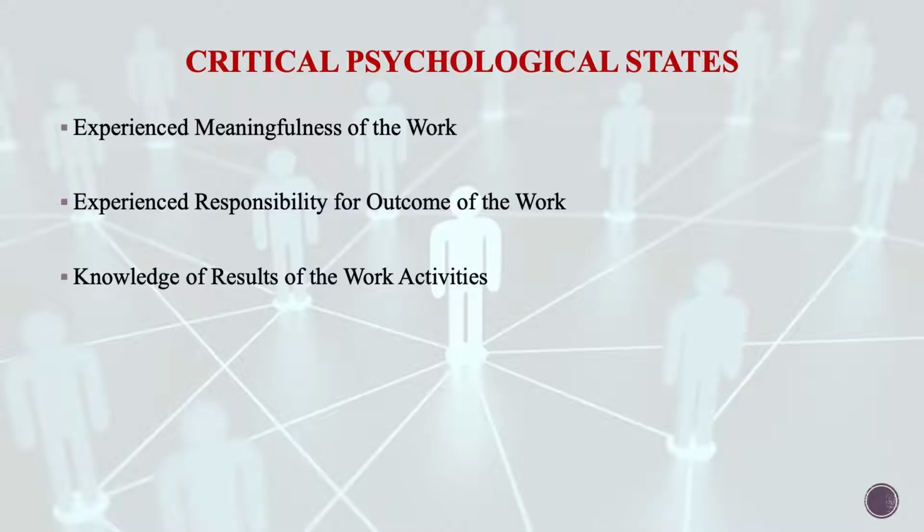The last one is knowledge of results of the work activities. So the degree to which the job holder knows how well he or she is performing the job. So these are the three psychological states which are transmitting the effect from core job dimensions to job outcomes.